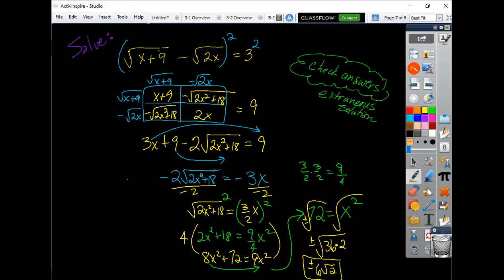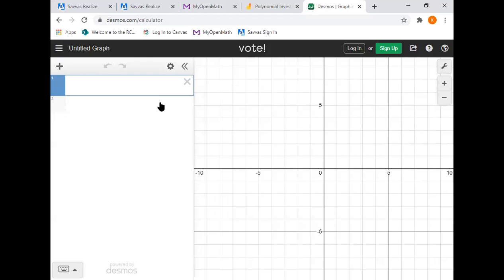And then let's just see what happens when we use it in Desmos. So my original problem was the square root of x plus 9 minus the square root of 2x equals 3. So when I'm using that, let's see, I don't know if I have a Desmos open right now. Desmos.com, graphing calculator. Let's see, I'll share that screen with you. And I'm going to put in my two equations. I think I'm going to put it in 2.